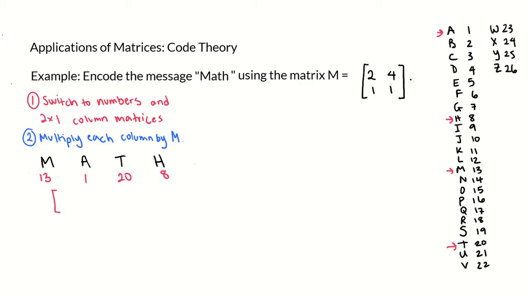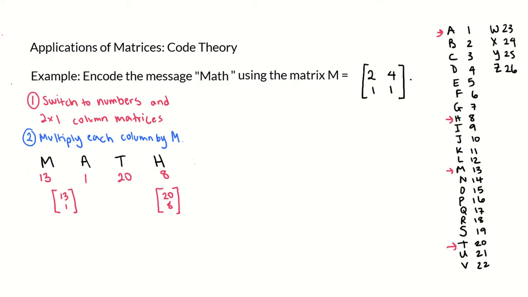So MA will be [13; 1], and TH will be [20; 8]. Now already this message is a little bit encoded, but it would be really easy to break this code just seeing that we could put in letters for the corresponding numbers. So we want to use a matrix in order to encode this message, make it a little bit messier. And thus it would be easier for us to send the message without it being decoded.